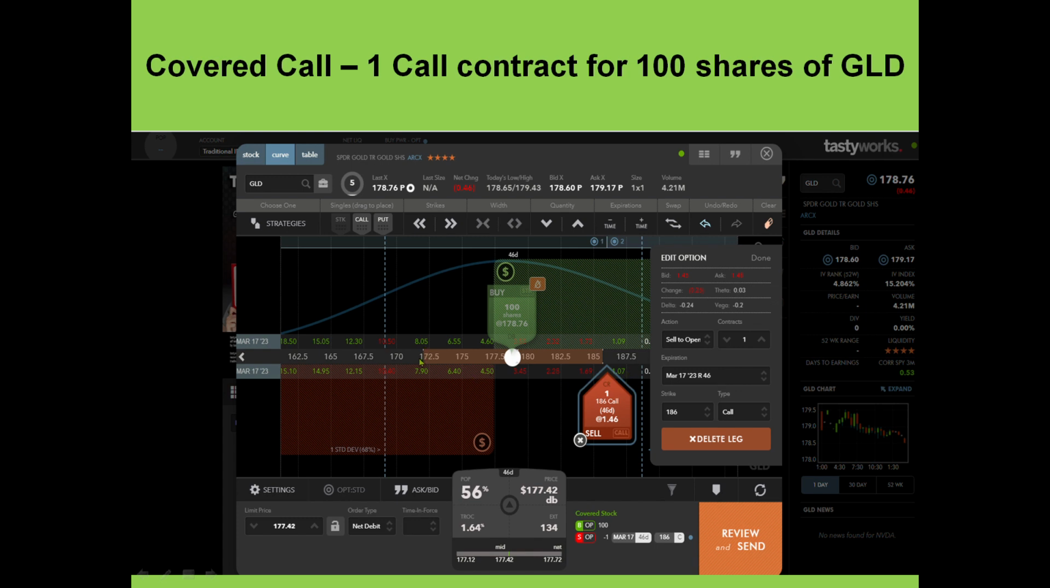Also, you can see from this option trading platform there are two red bars here. That is the indication of the expected move calculated by the option platform using the implied volatility of GLD. And the expected move is that there's a 24% probability that the GLD price will potentially exceed the strike price.